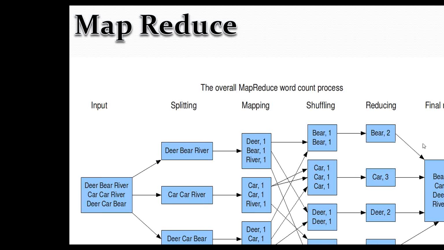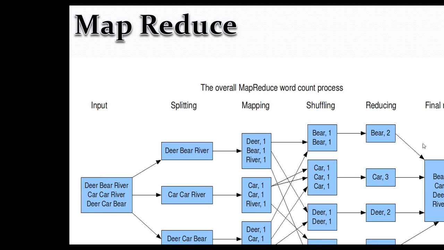It also assigns tasks to the task tracker nodes, monitors the status, and re-executes tasks upon failure. So it's the master for MapReduce job processing. The worker node is called the task tracker. The task tracker runs the map and reduce tasks upon instruction from the job tracker.